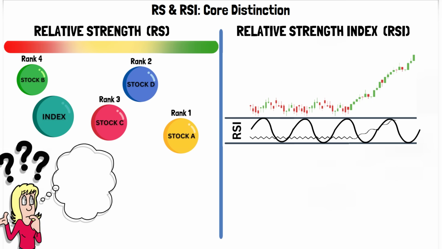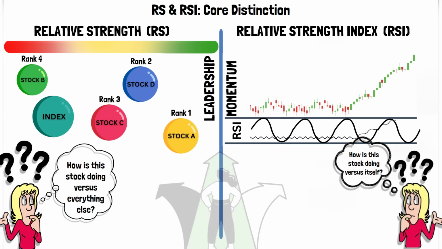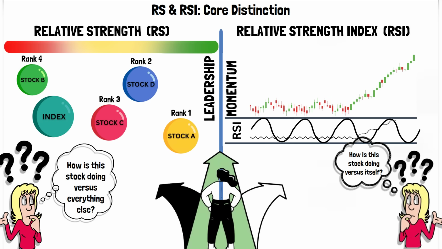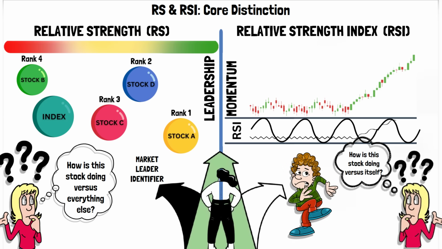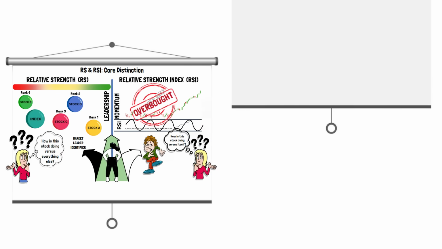Think of it this way. RS asks, how is this stock doing versus everything else? Whilst RSI asks, how is this stock doing versus itself? This fundamental difference in what they're measuring leads traders in completely different directions. One identifies market leaders before they explode, the other scares new traders and keeps them away from trending stocks by labeling them as overbought. Here's how William O'Neill's revolutionary RS ranking system actually works, and why it's so powerful.